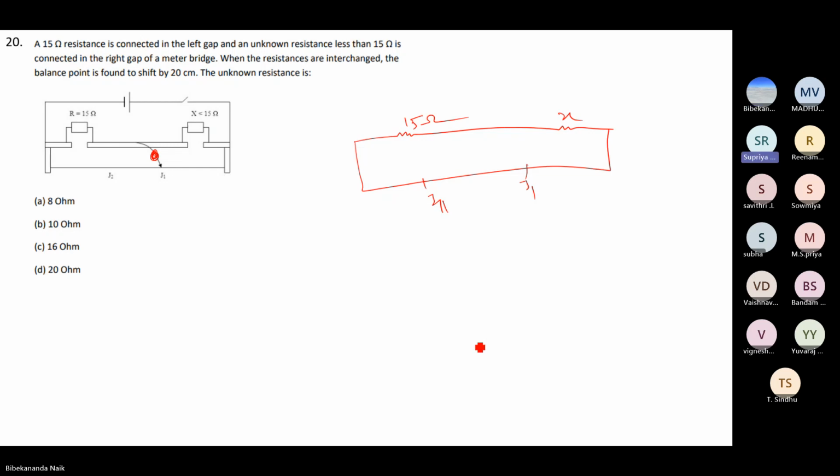Sir, is it 8 ohm? Yes, once again. Is it 8 ohm? No, the correct answer is 10 ohm. Because you should keep in mind that the total length of the wire is 1 meter or 100 centimeter.